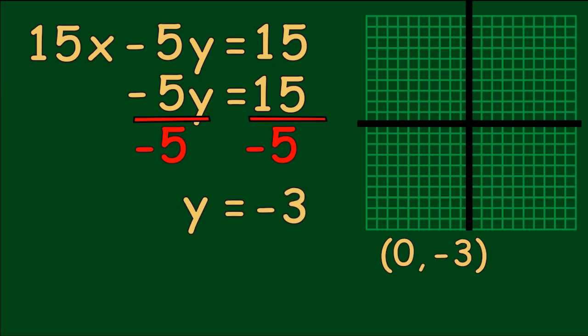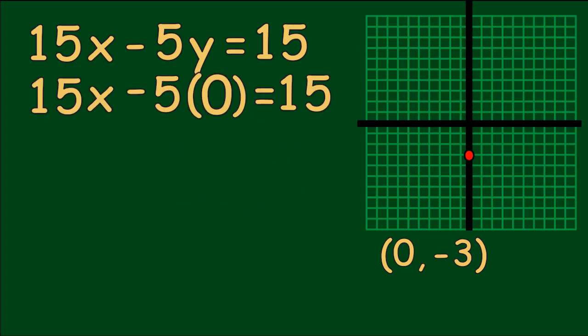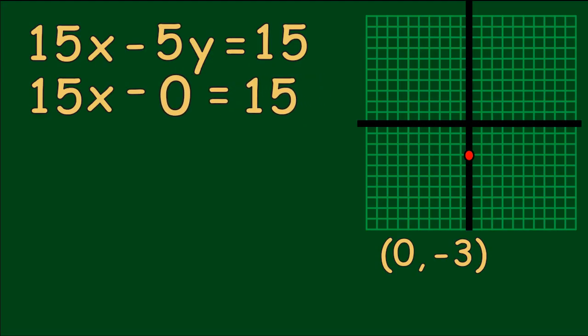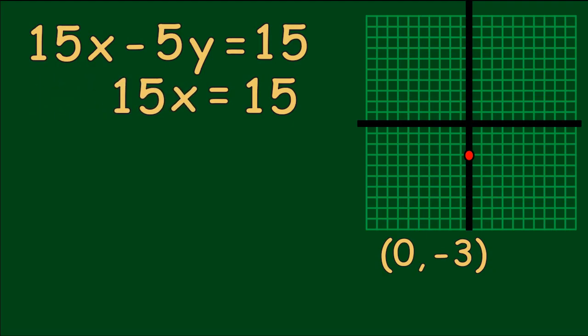Graph the coordinate 0, negative 3 to see where the line will cross the y-axis. Now, replace the y with 0 and solve for x. Since negative 5 times 0 will be 0, we can just get rid of the y term and solve for x. This leaves us with 15x equals 15. To solve for x, divide both sides of the equation by 15 to get x equals 1.